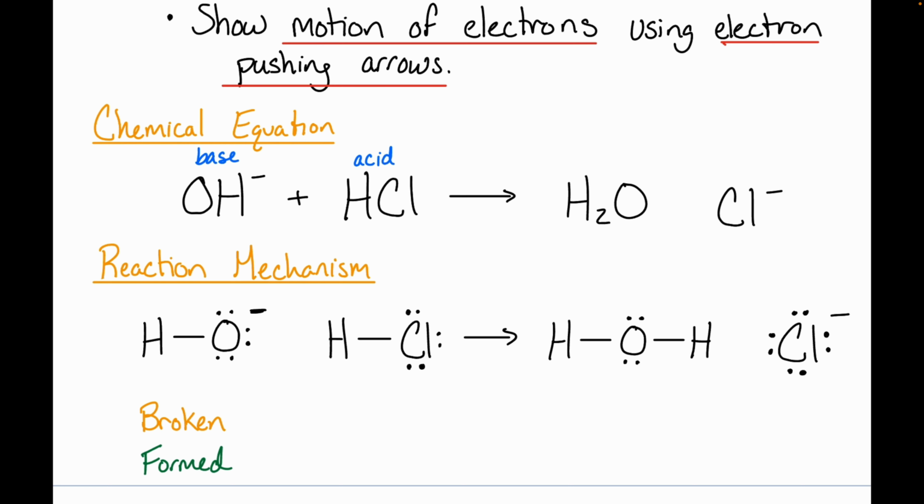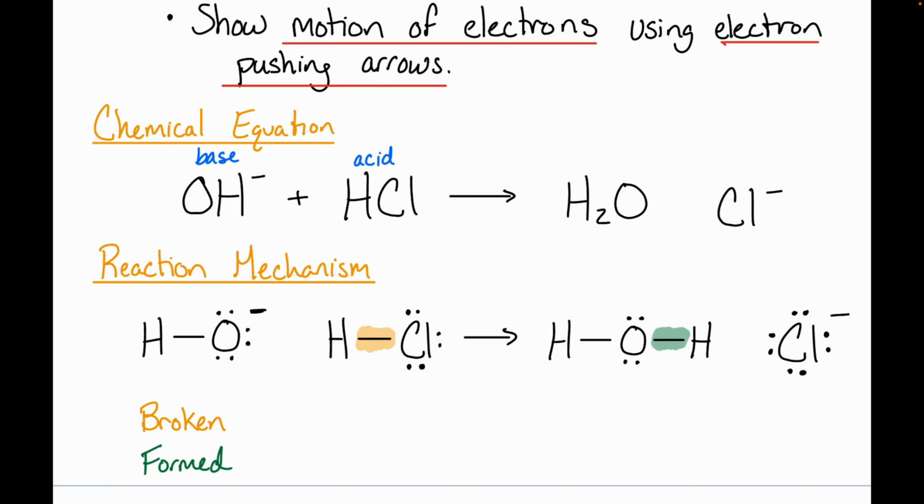Anybody see a bond that gets broken in this reaction? The HCl bond. All right. What new bond do I get formed in this reaction? My OH bond in my water. Okay. So we have a bond broken and a bond formed. Again, that's the basis of any chemical reaction, making and breaking bonds.